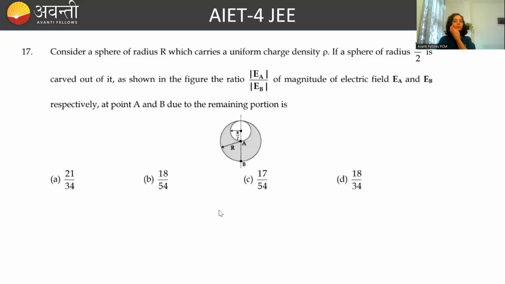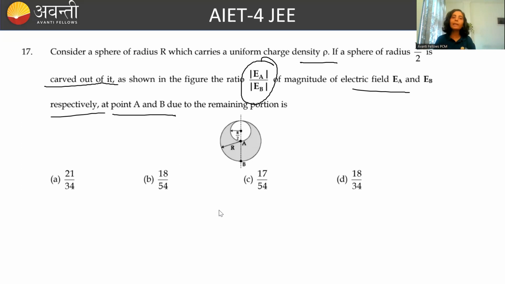Now let's do this question. The question is not difficult. Let's see first. Consider a sphere of radius r which carries a uniform charge density rho. If a sphere of radius r by 2 is carved out of it, as shown in the figure, find the ratio EA by EB of the magnitudes of the electric field at points A and B respectively.